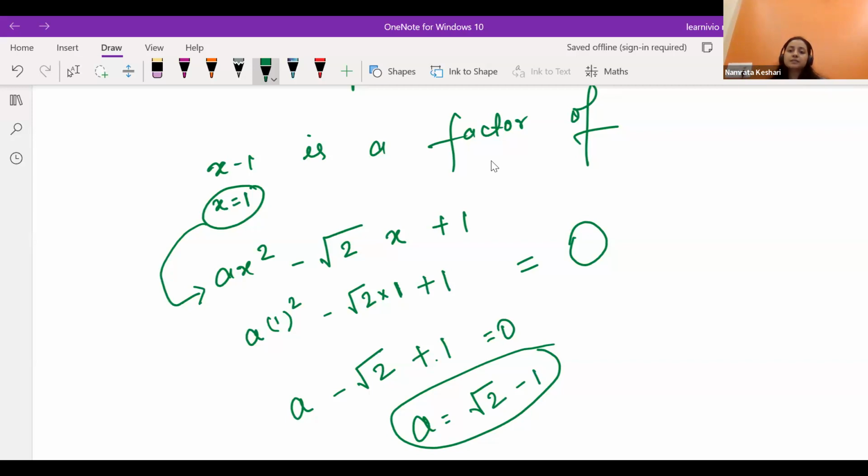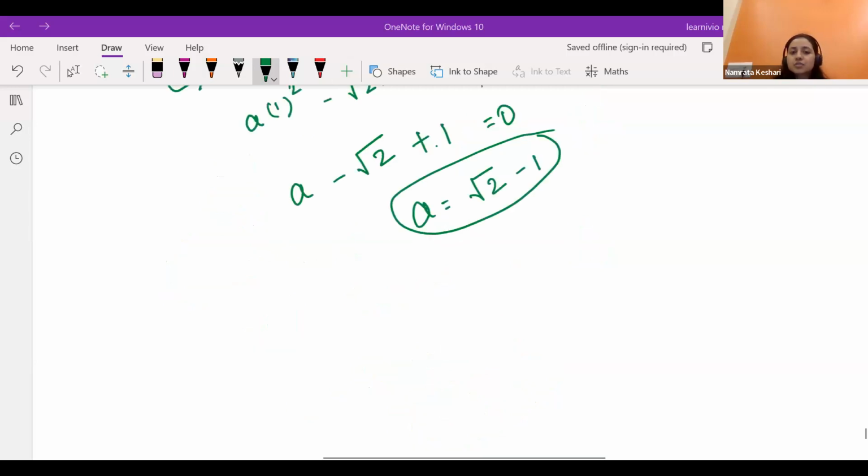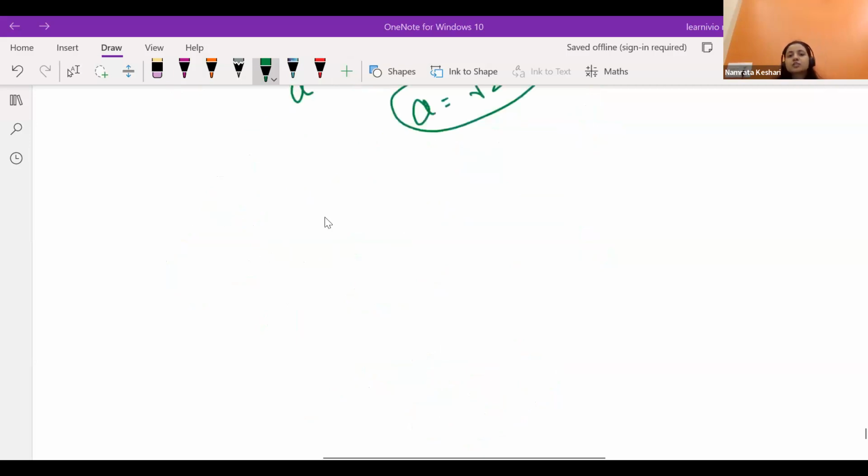Getting it? Yes, ma'am. Let's continue. Just a second. Okay, no worries. Here we are solving. Here we are discussing polynomials. Irshad, okay, I have given two questions already. I'll be giving more. Let's do the next one. Let me give the next question.